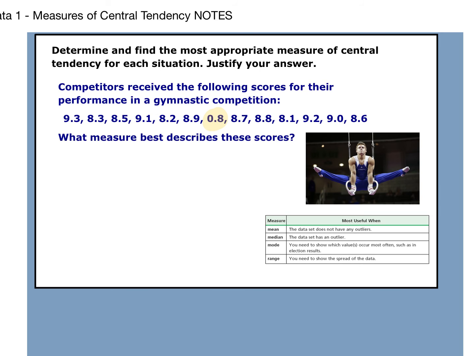So this data set, we don't need to do all of them here. It said decide which one to use. Which one would give us the best measure if there is an outlier? Well, let's look over here. Median says if there's an outlier, that's the best one. So we're going to use the median because there's an outlier. So that's the one we need to find out, okay? The median because there is an outlier.